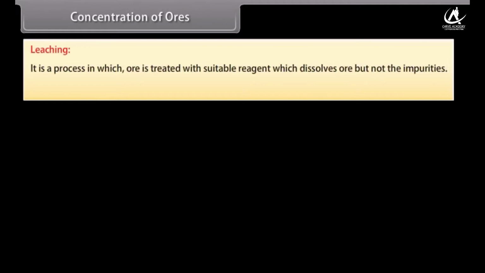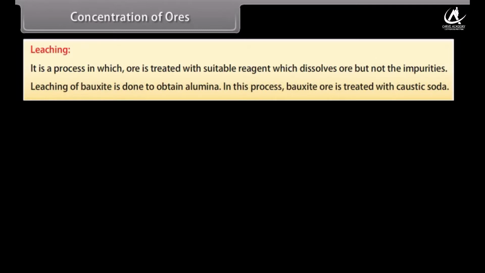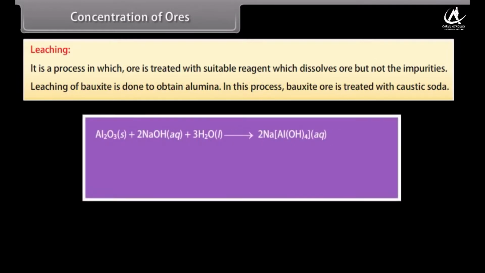Leaching. It is a process in which ore is treated with a suitable reagent which dissolves the ore but not the impurities. Leaching of bauxite is done to obtain alumina. In this process, bauxite ore is treated with caustic soda. Al2O3 dissolves in concentrated solution, leaving behind impurities.